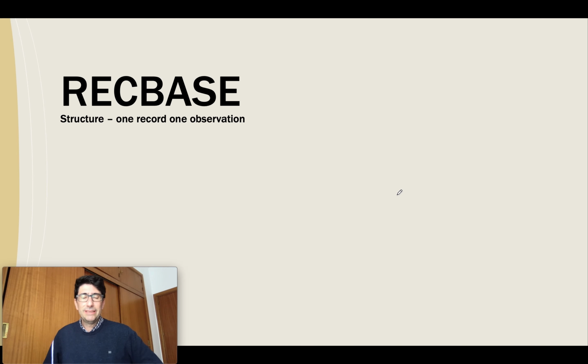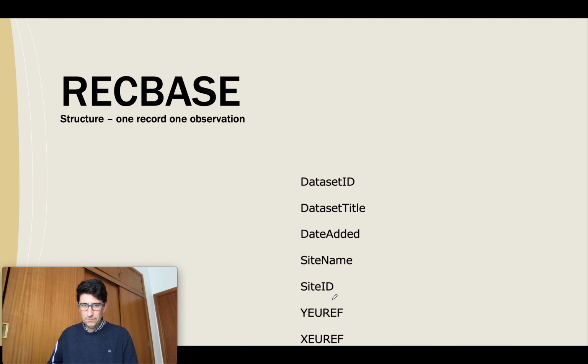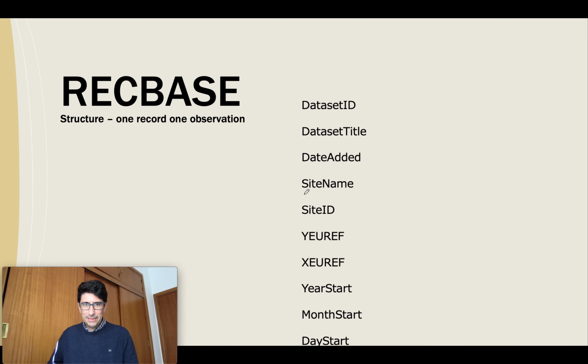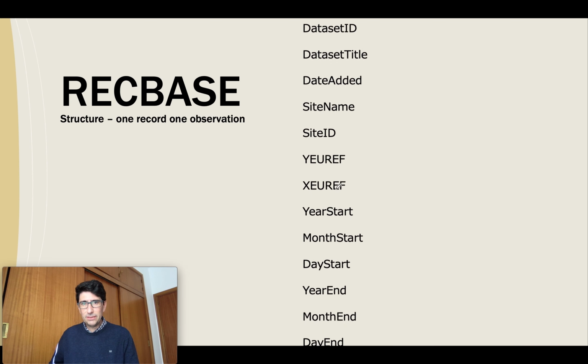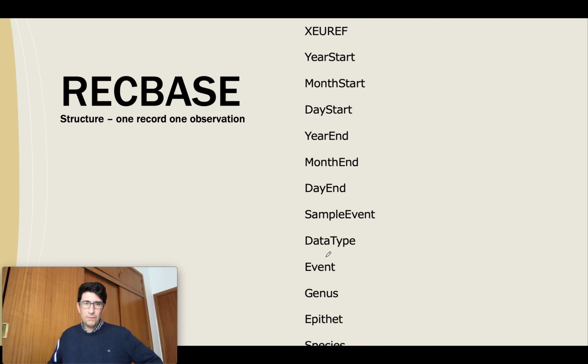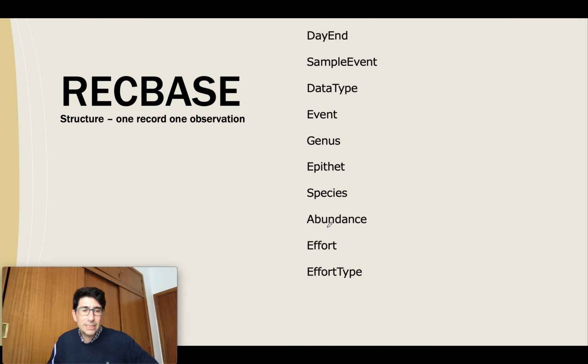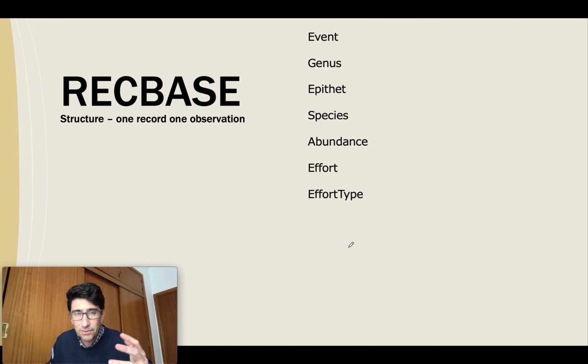The structure. What is the structure of this database? How many fields? What do they mean? Well, the database consists of 22 fields. I'm going to tell you which ones. This is the list of all the fields, and they have some basic information. We have the coordinates, we have the time, very important, when it started, when it ended. We have also some information about the sample, about the species, and about abundance, effort type, etc.